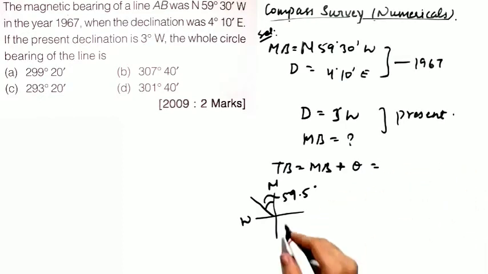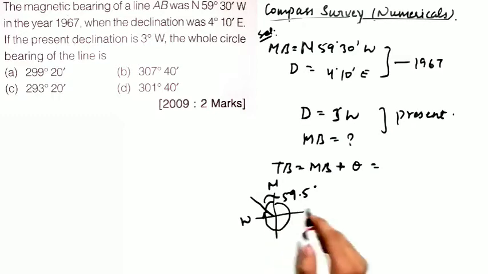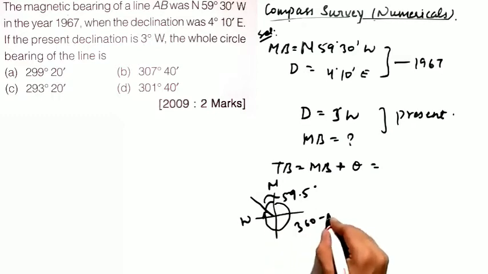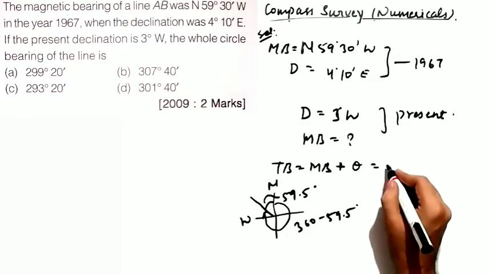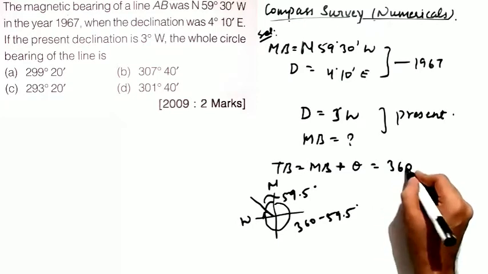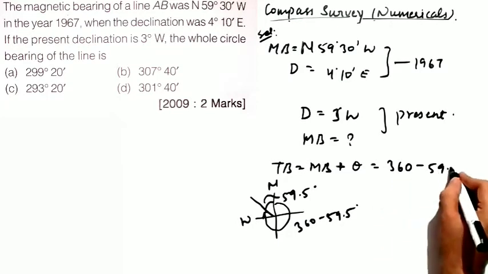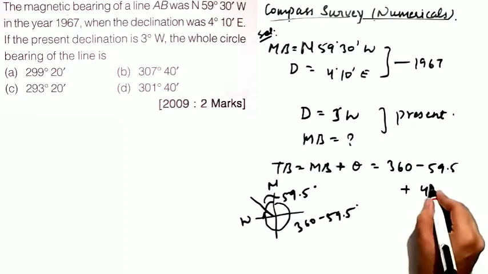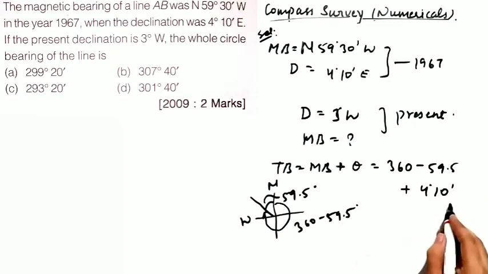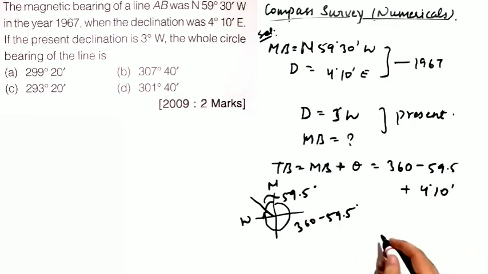So what is the whole circle bearing for this? This will be the whole circle bearing: 360 degree minus 59.5 degree. So you can convert it into whole circle bearing now. Let us write it directly as 360 degree minus 59.5 plus 4 degree 10 minutes. How to convert 4 degree 10 minutes into degrees? 10 divided by 60 plus 4. This will be the degree of this.